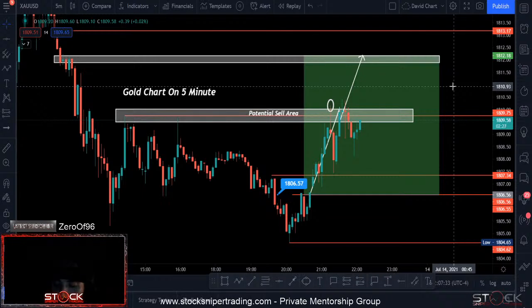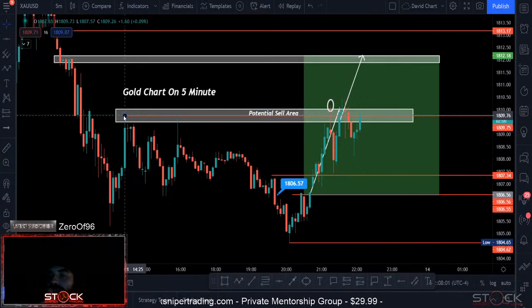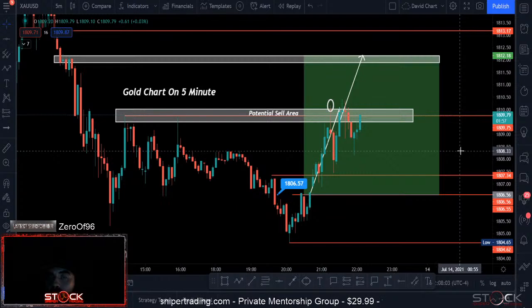Okay, price is starting to make its way up. Looking pretty good so far. Okay, so it's approaching the previous resistance at 1809.76. Is it going to break it or is it going to hold? Okay, that's the key thing we need to remember, guys.